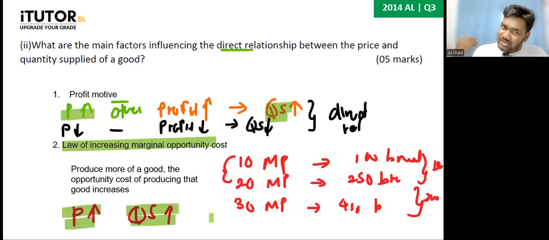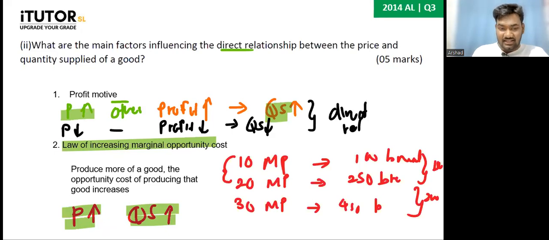So the producer, if he wants to produce more, is saying, give me a higher price. Then I will produce, because I have to sacrifice more and more of my other good if I want to produce more of this. So if you can give me a high price, then fine, I will supply more. Okay, that is the story.